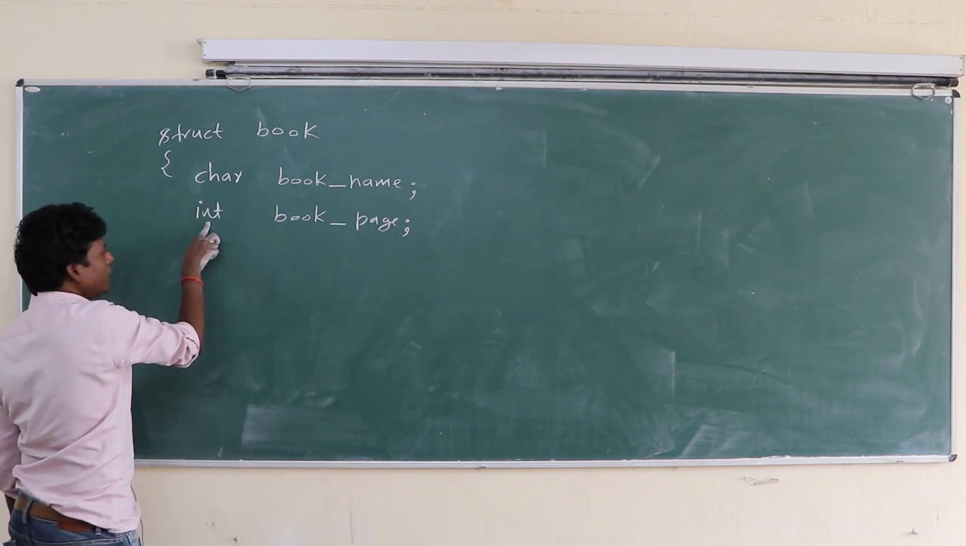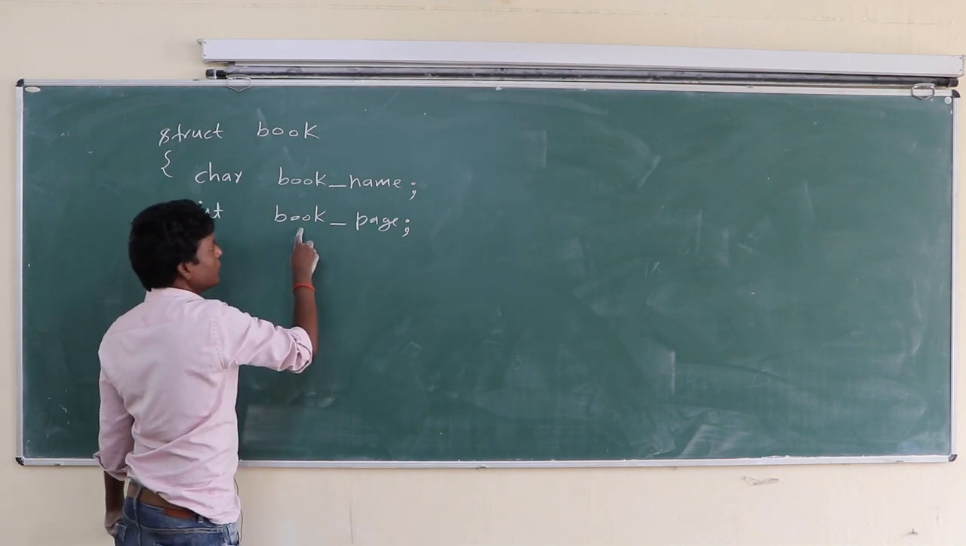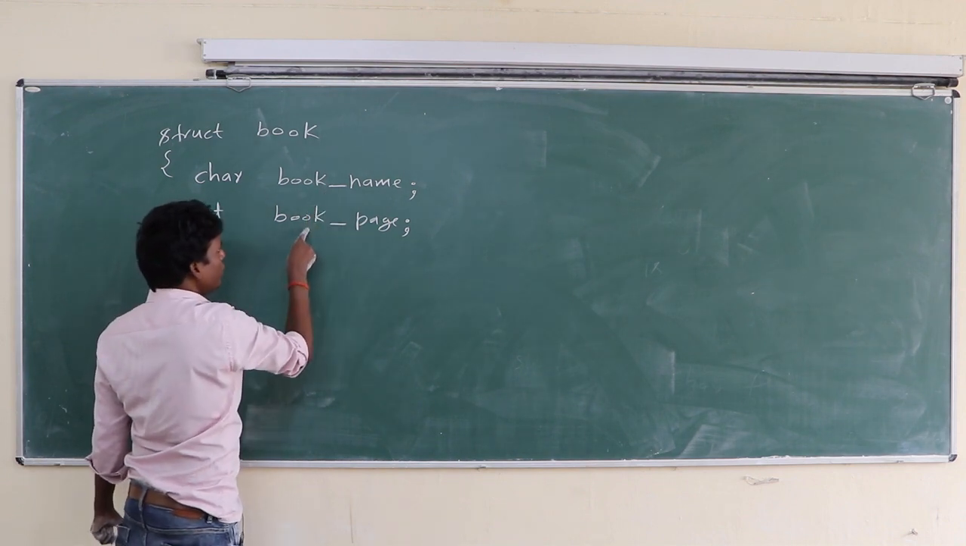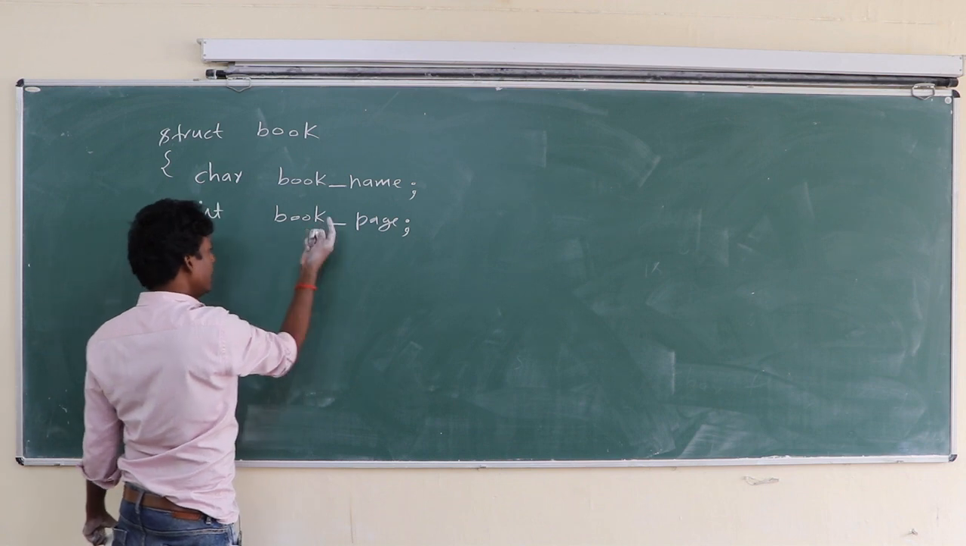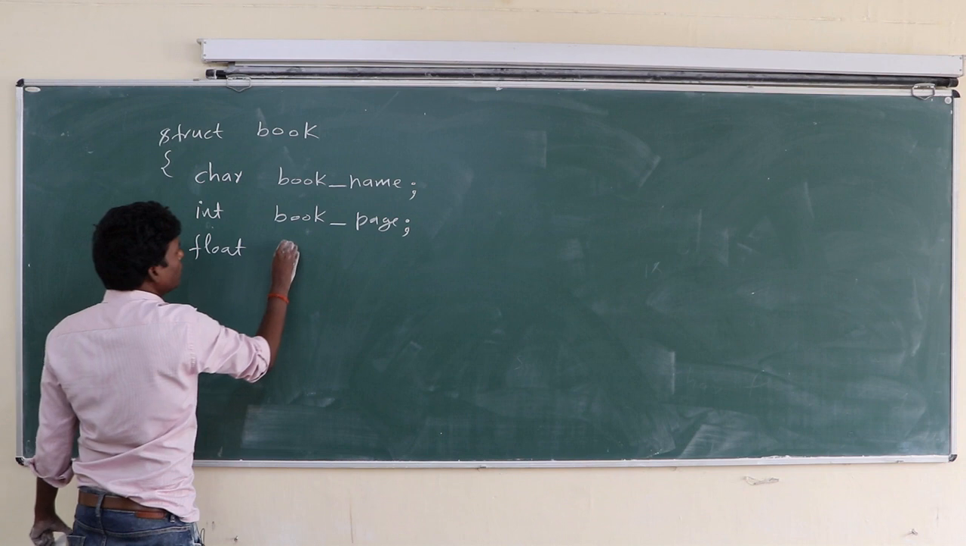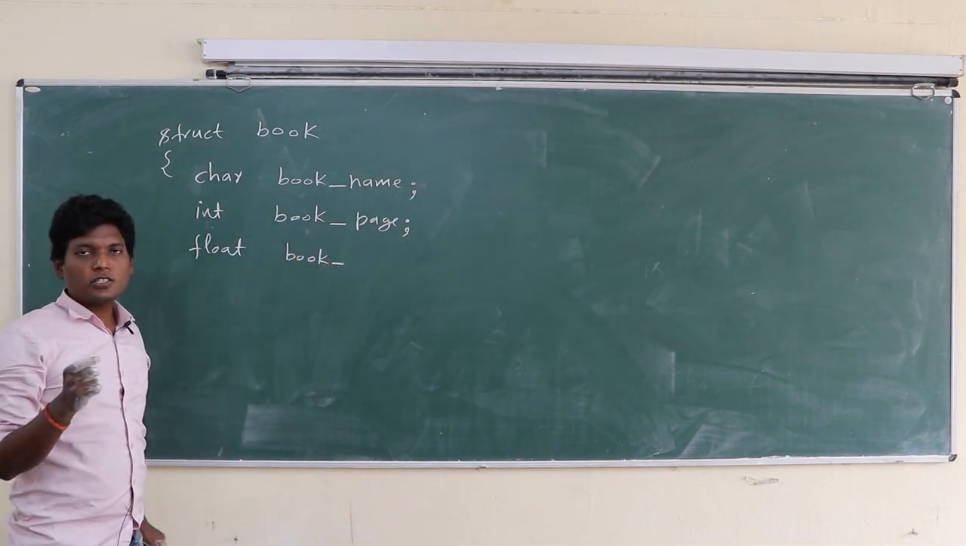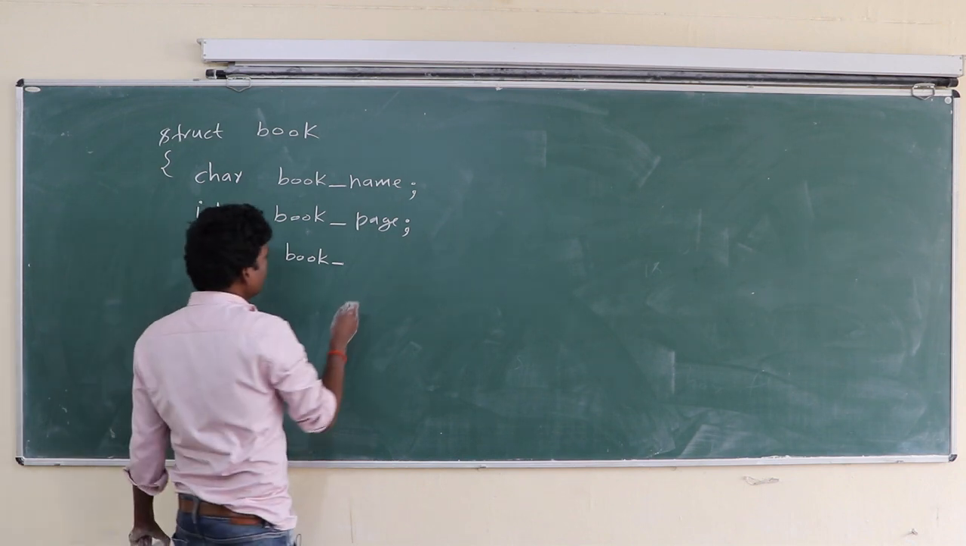So this is the data type and this is the variable. This is a valid name. You can choose here A, B, C. Here you can also choose A, B, C, I, J, K, anything. And float for price. This is book underscore. We can use an underscore in the name of a variable.